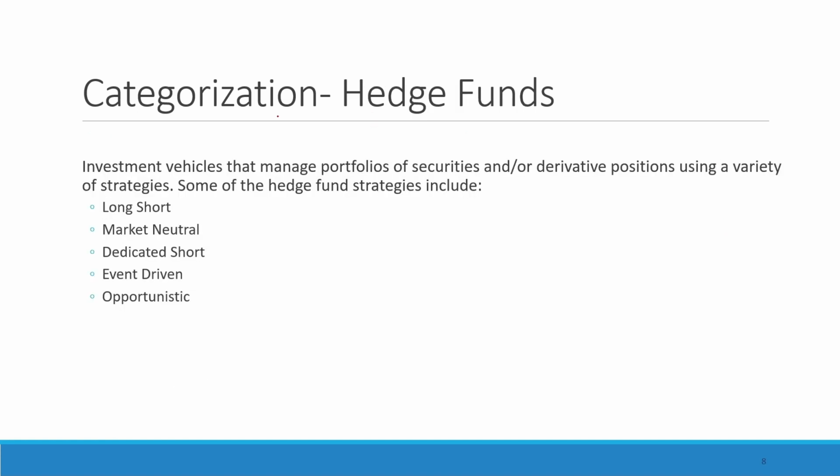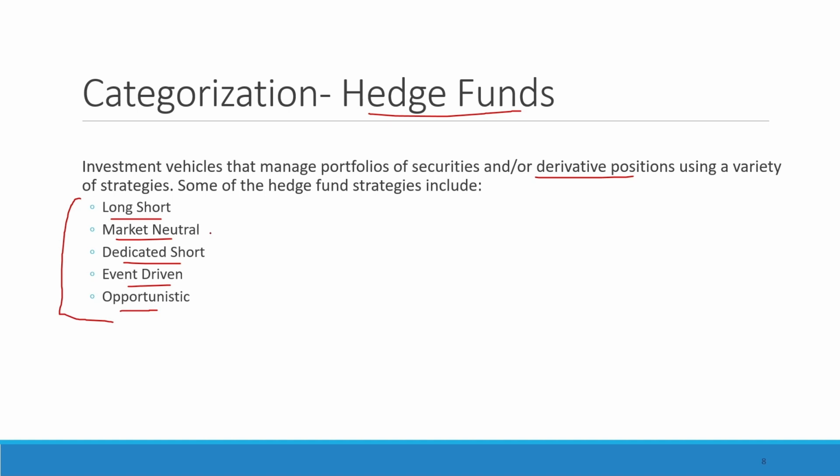Now we'll look into the categories of hedge funds. So hedge fund is termed as an investment vehicle that manages a portfolio of securities, and they usually employ a lot of derivatives in their positions. Some of the strategies are listed here: long short, market neutral, dedicated short, event driven, opportunistic. So long short is, they hold a long position in some sector or some company, and short position in some other company. So they are trying to make money out of both the positions. Long position in something which is undervalued, and short position in something which is overvalued.